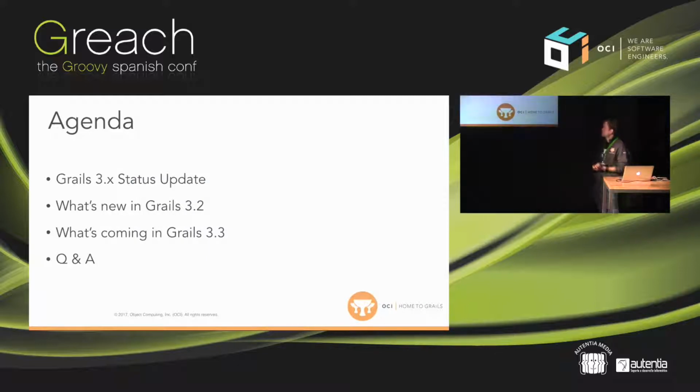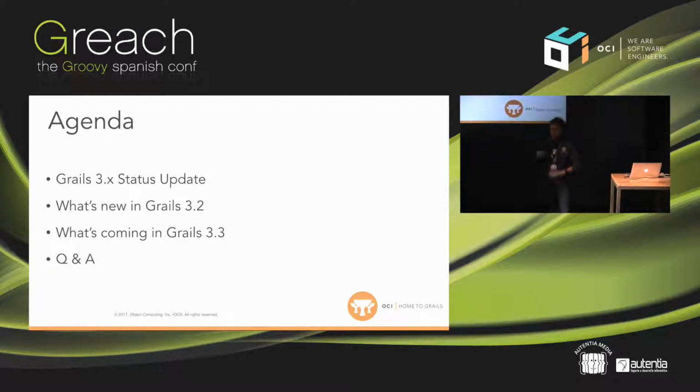On the agenda for this talk, though, is we're going to do a Grails 3 general status update. I'll talk a little bit about what's new in Grails 3, just a brief recap. And then I'm going to talk about what's coming in Grails 3.3 and do some demos, and we can have questions at the end. Hopefully, if I have time, I'll try and be more efficient than yesterday's Gorm talk.